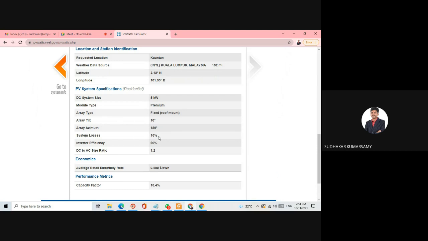System losses is 15 degree. Inverter efficiency is 96%. And DC to AC cable size is 1.2. So the average retail price we assumed as 20 cents per unit. And the capacity factor, what we get is 13.4%. This is the capacity factor result.